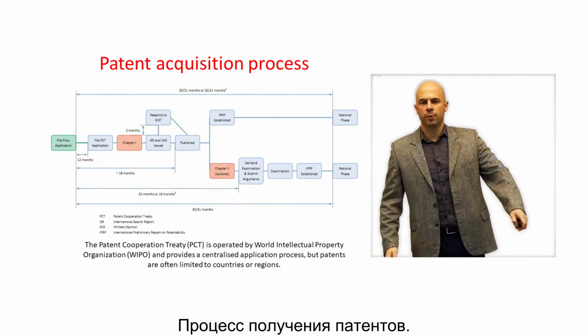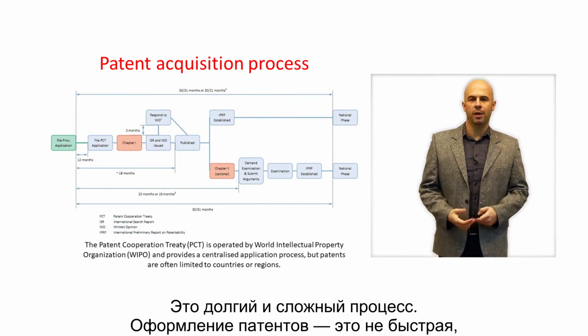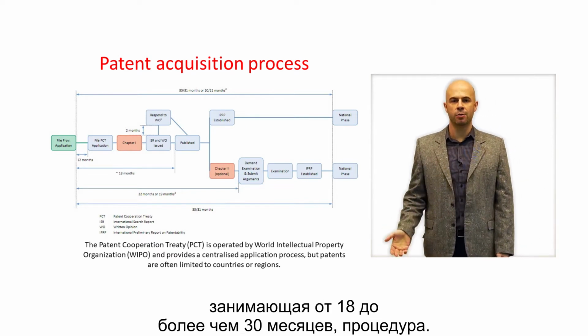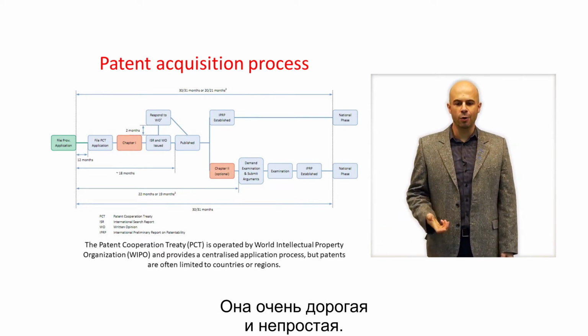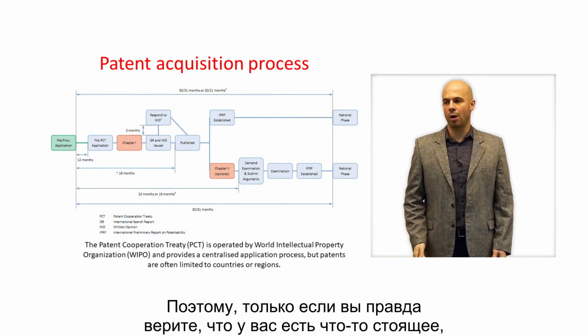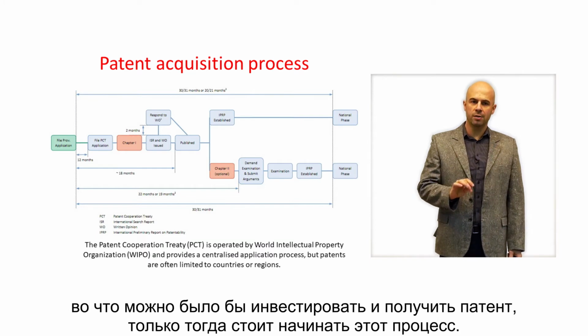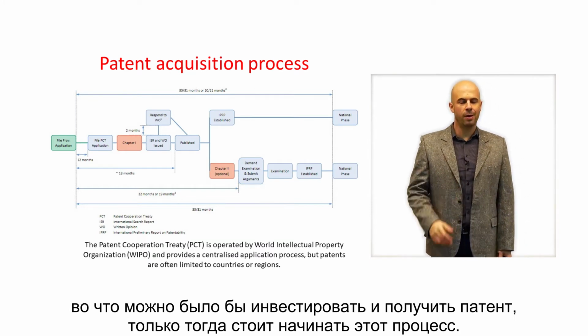Patent acquisition process. It is a lengthy and complicated process. It is not short. It takes between 18 months to over 30 months to register a patent. It is very costly and it is not easy. So unless you really think that something is worthy to invest, to register a patent, maybe it's not the best idea.